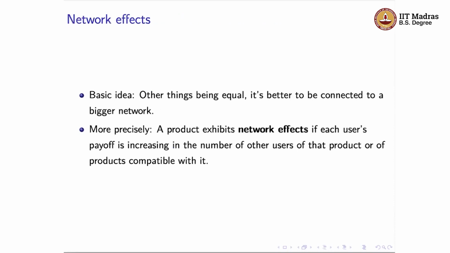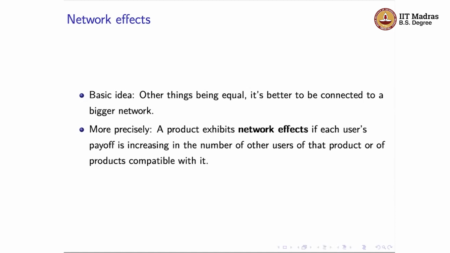The basic idea is the following: other things being equal, it's actually better to be connected to a bigger network because of these different reasons that we talked about, right? And a more precise definition is as follows. We are going to say that a product exhibits network effects if each user's payoff in using a particular item is increasing in the number of other users of that product or of products compatible with it, right?